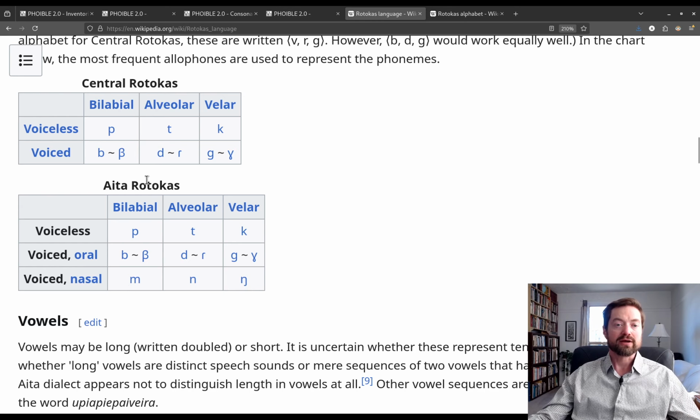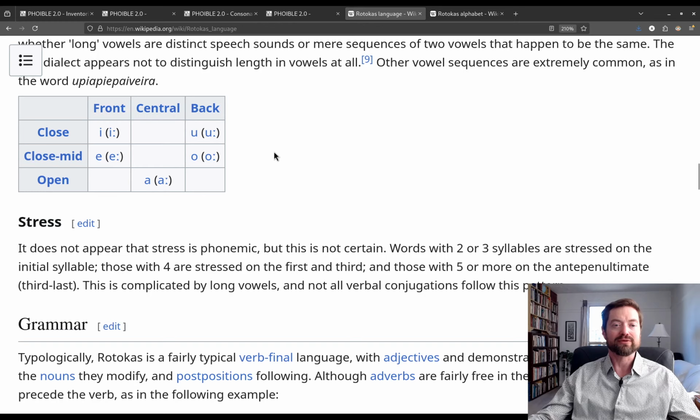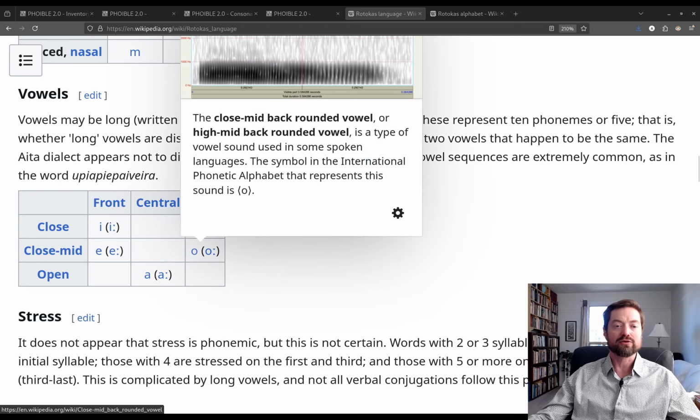Here you see in this Aita Rotokas, well, they added some nasals as well, m, n, and ng. This is the ng sound. And so they actually added even more sounds. So it is the Central Rotokas that can really take the prize. Here we have the 5 vowels, and this is your standard set, A, E, I, O, U, that so many languages have.